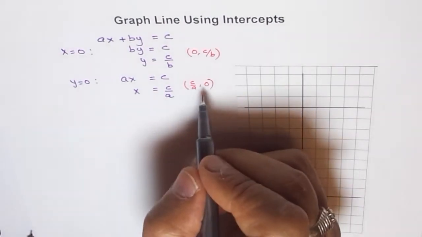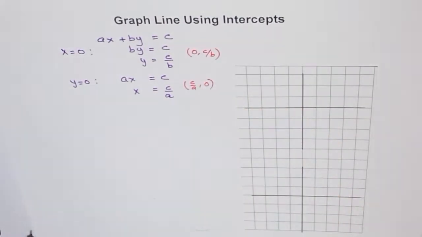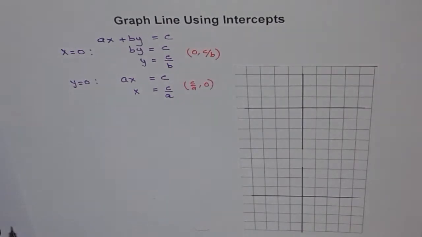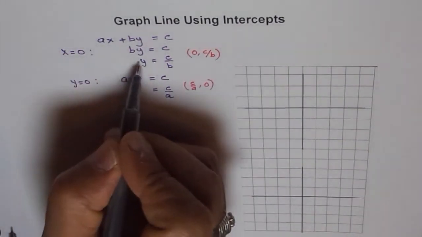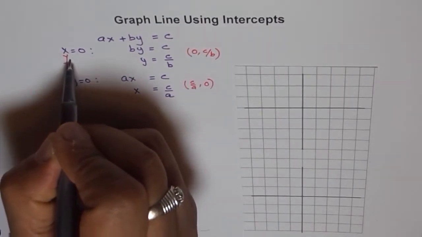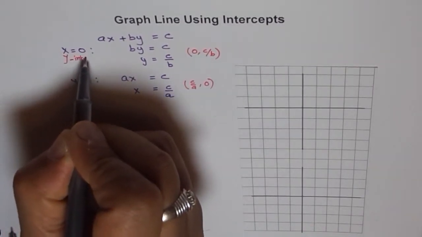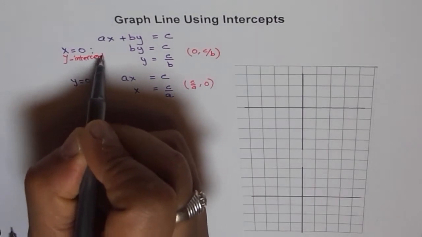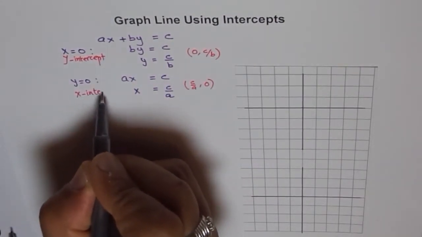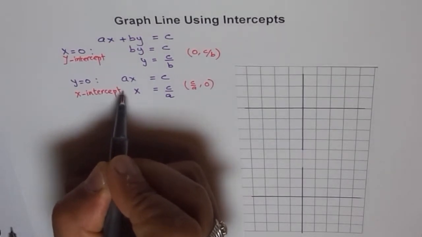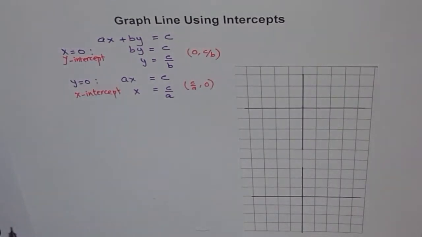So once we have the intercepts, we get 2 points. And if you know 2 points, you can always draw a line, correct? So this is our y-intercept. Let me write here, y-intercept. And this is our x-intercept. Okay, so whenever a line is given in standard form, it is good to draw it using the intercepts. Let me show you how.